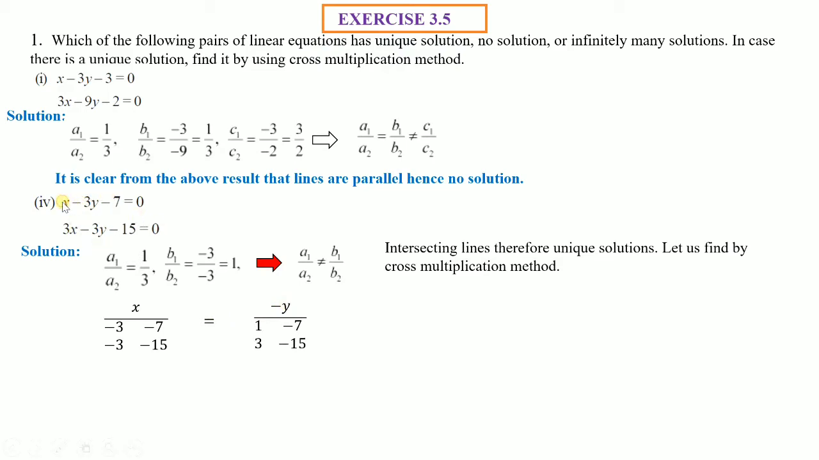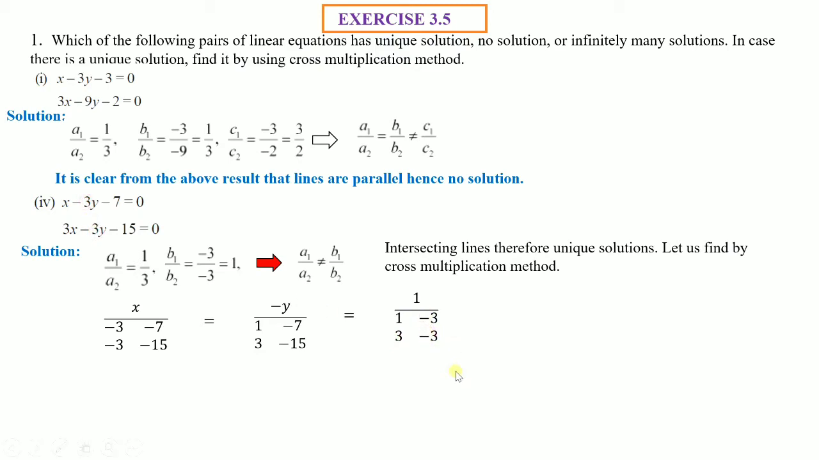Next is equals to minus y upon. Now while you are writing this y, you will be writing the coefficient of this x and this x. So this is 1 and this is 3. So 1 and 3, and then this minus 7 and this minus 15 we have written here. And then in case of the constant, which is this last one, 1 upon, we have a1 and a2, that is 1 and 3, and b1 and b2, that is minus 3 and minus 3.